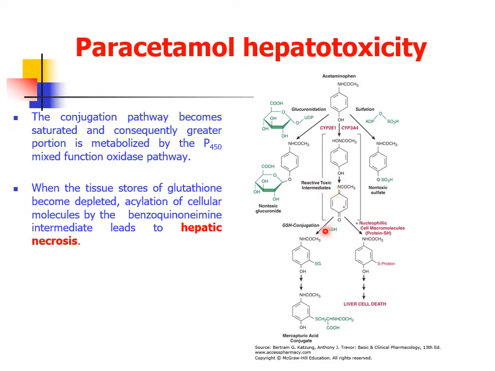In the presence of glutathione, this reactive toxic intermediate will be converted to a non-toxic intermediate. However, again with the extreme high dose, tissue stores of glutathione become depleted and this pathway is blocked. So this intermediate will go and will cause liver cell death or hepatic necrosis. So this is how paracetamol can cause hepatotoxicity.